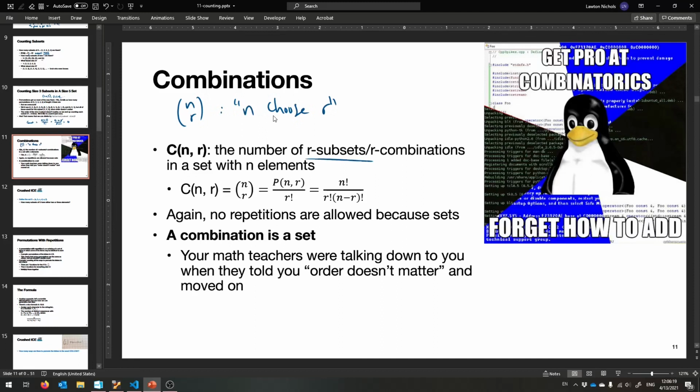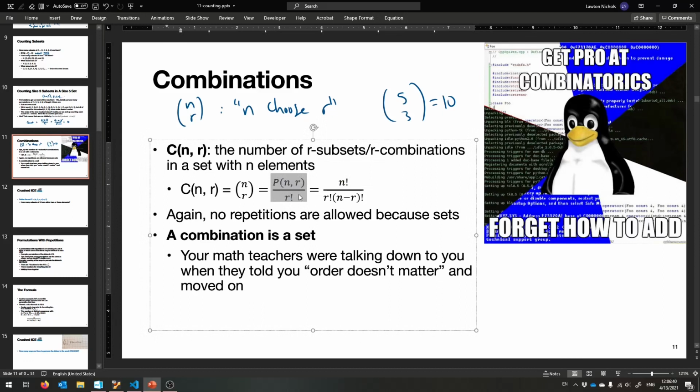Okay, this is the number of R subsets, so subsets of size R, or also R combinations of size R, in a set with N elements total. What we just discovered before was 5 choose 3 equals 10. And there's a formula for that. We just discovered it, of course, so it's P(n, r) over R factorial, and this simplifies to this.